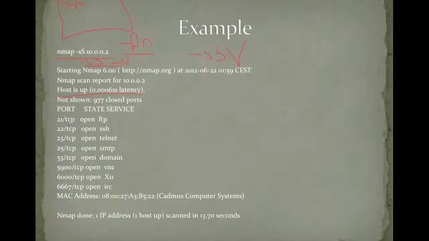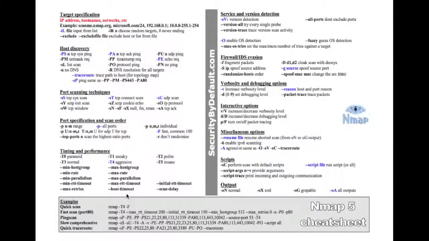21, if you were paying attention before, that is FTP. 25 is SMTP. 53 is DNS or domain. And 5900 is VNC. That's not a common port, but it identified it as that. And it tells you the MAC address. And this is what scans will look like in Nmap, and you can do different scans.